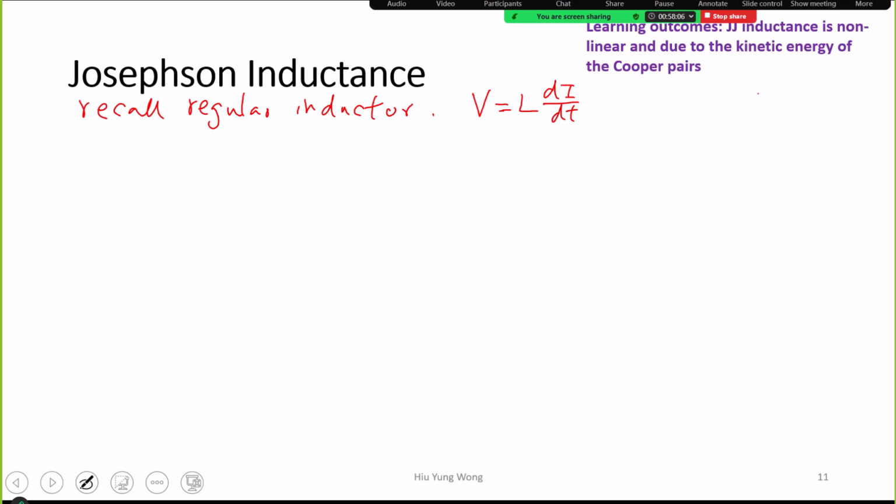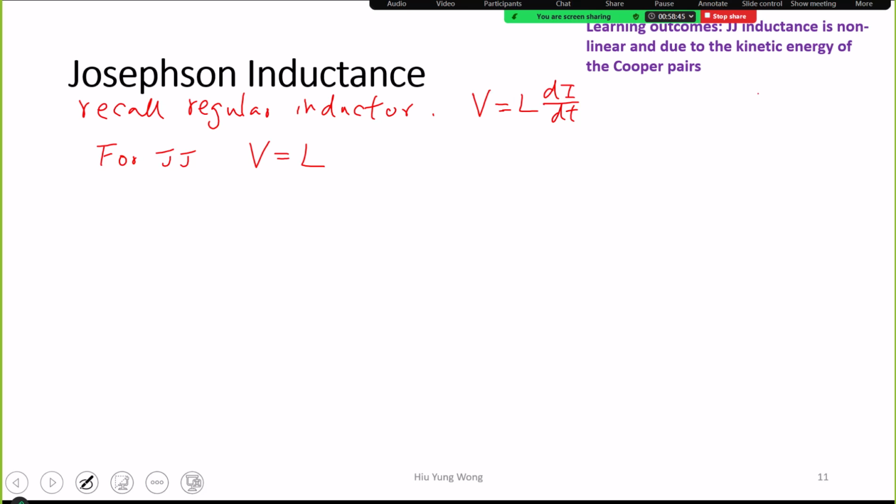We take it for granted. Again, you should have learned it earlier in your elementary class, but it's okay if you forgot, because that's not the point. The important thing is that inductance determines how much back EMF voltage will be induced if you change the current. Okay, so let's look at the Josephson junction. Does it have an inductance? So first of all, V is equal to L, if I plug in the current, right?